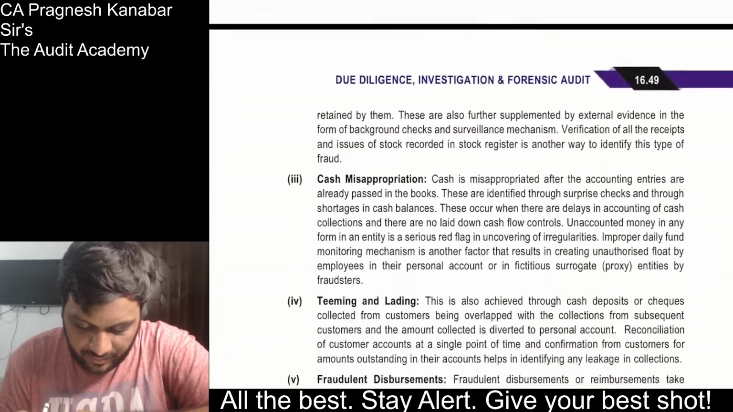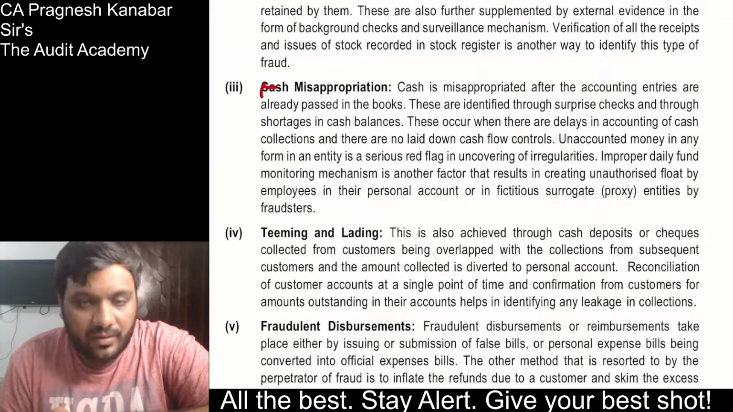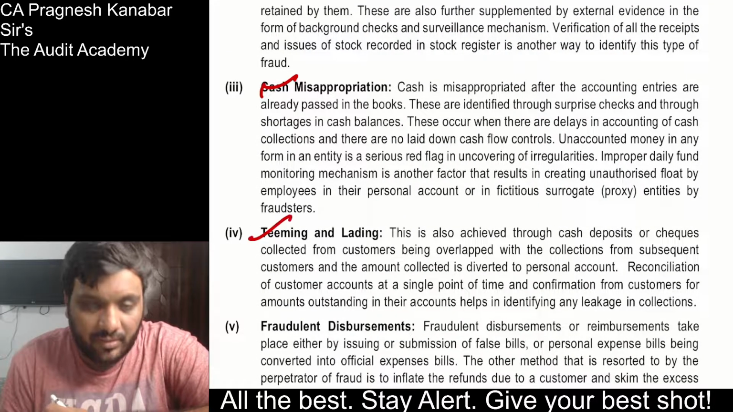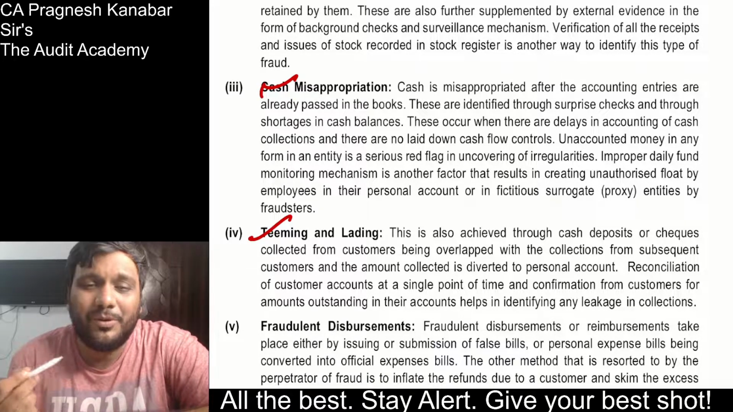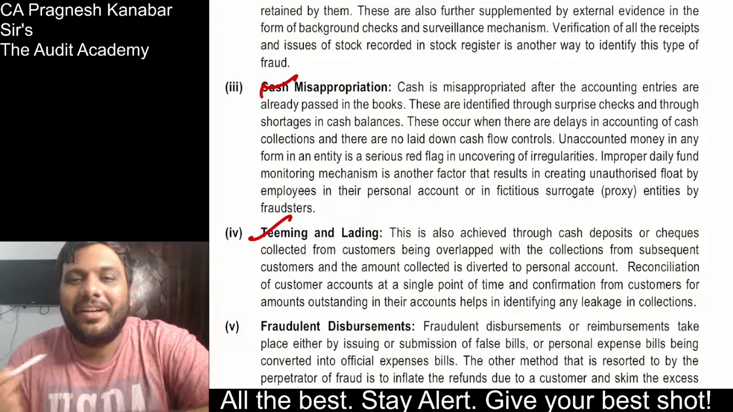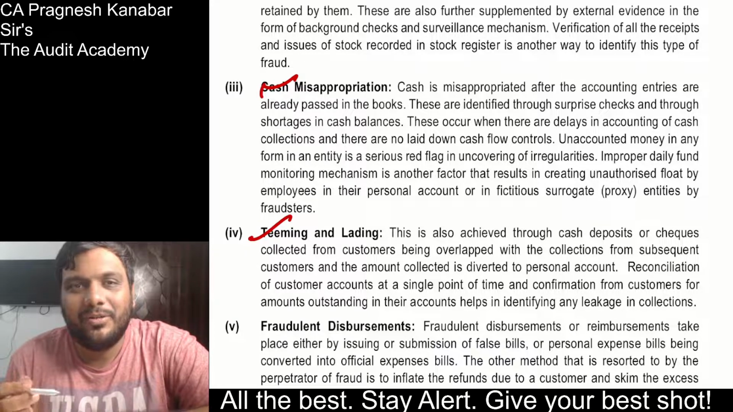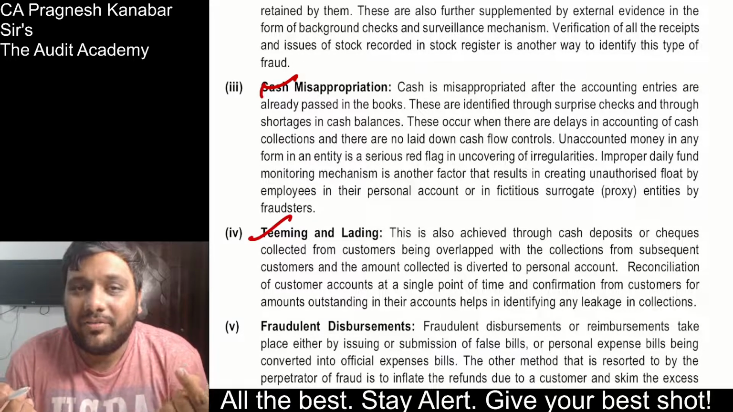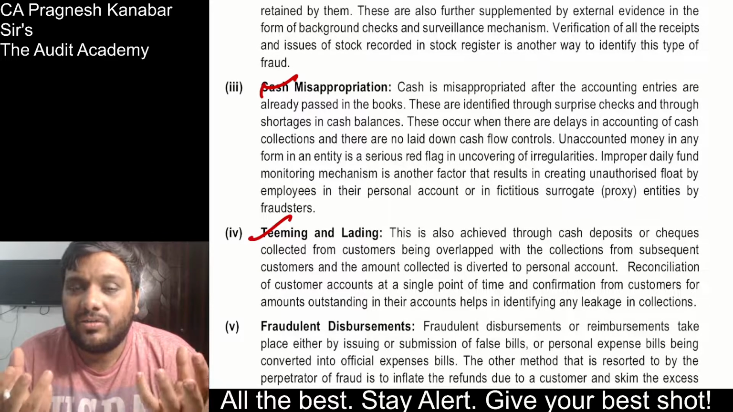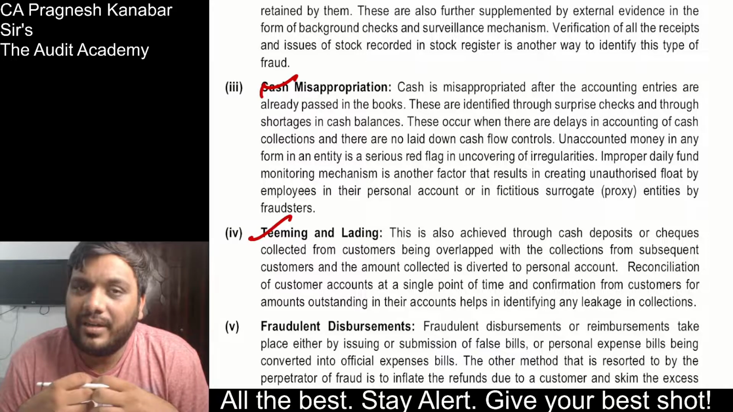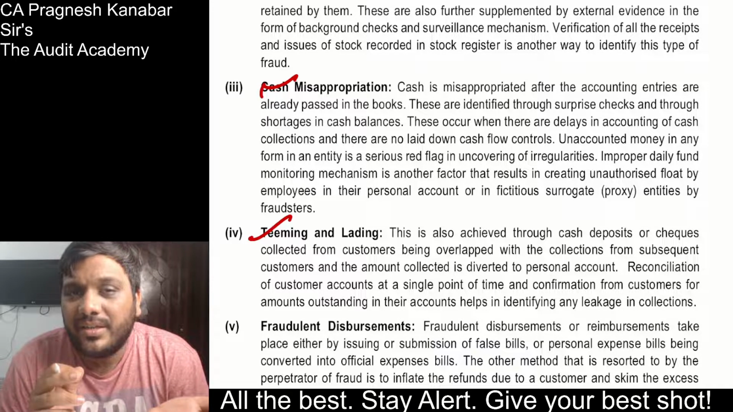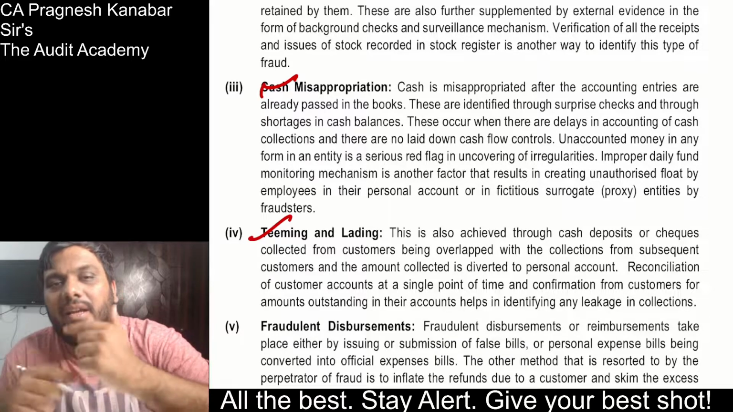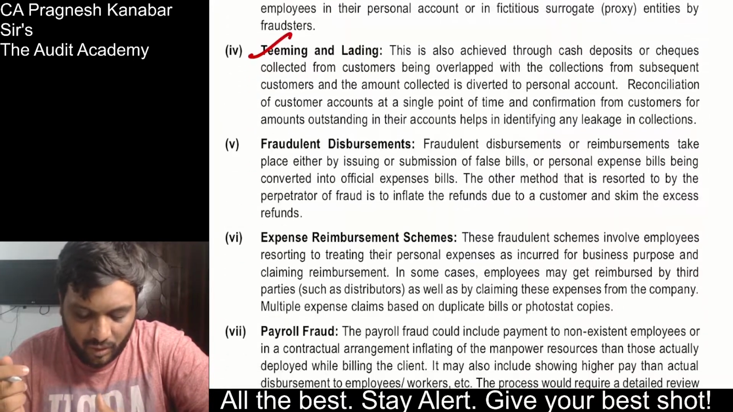Now next, cash misappropriation. How cash is misappropriated, everyone is aware of it. Teeming and lading was discussed at the Inter-CA level. So if anyone wants my Inter-CA video, then let me know. You know that I am going to collect money from a debtor. I am the cashier, so I will show only a partial receipt from the debtor, and the other part I will misappropriate. Then later the money received from the next debtor will be set off against the earlier debtor, and that cycle goes on. Correct. Okay.